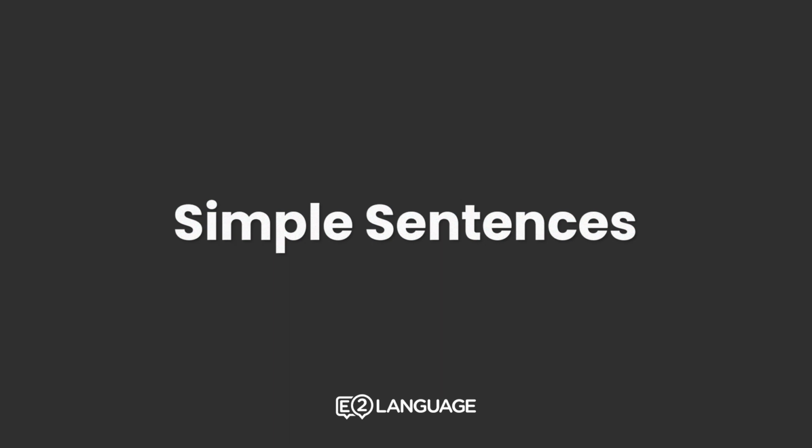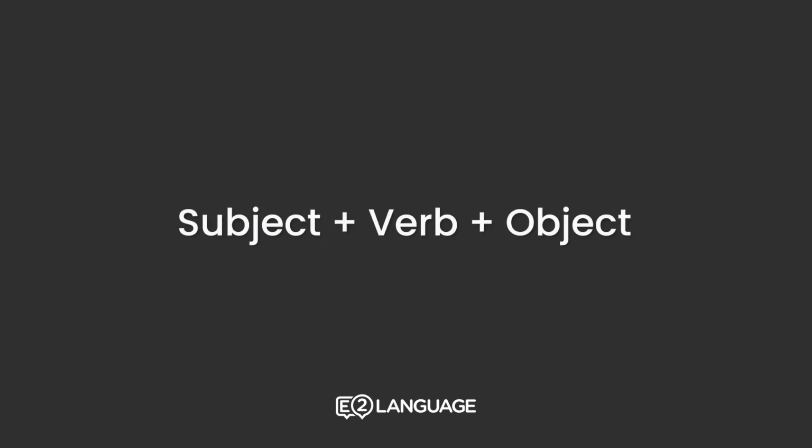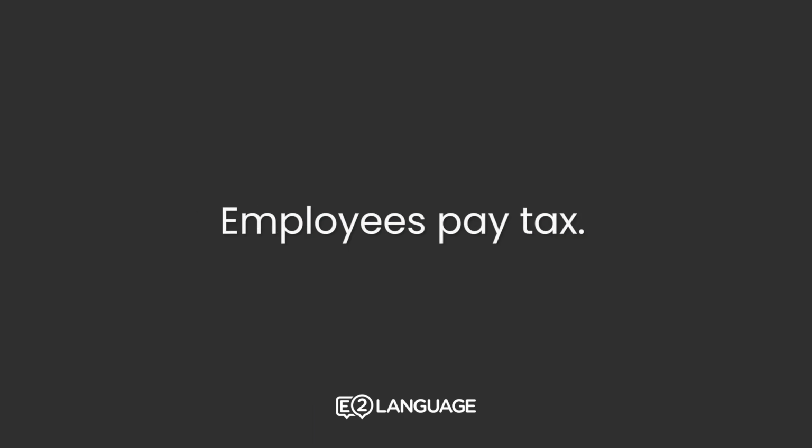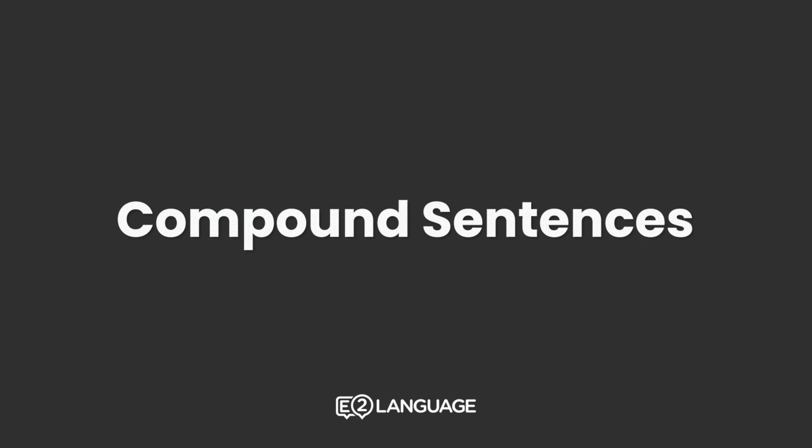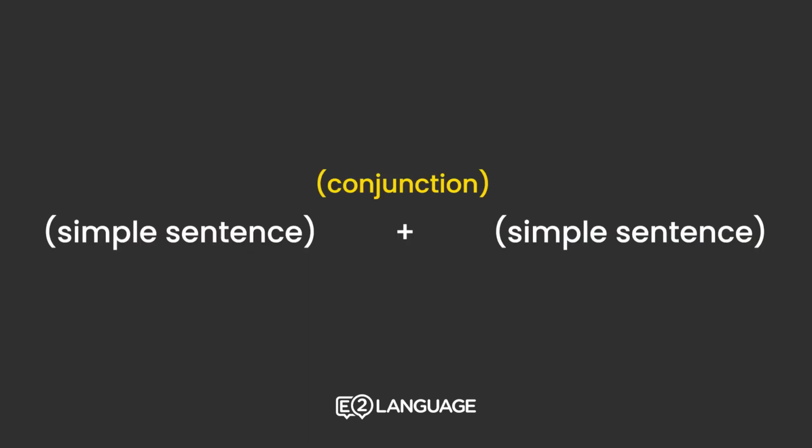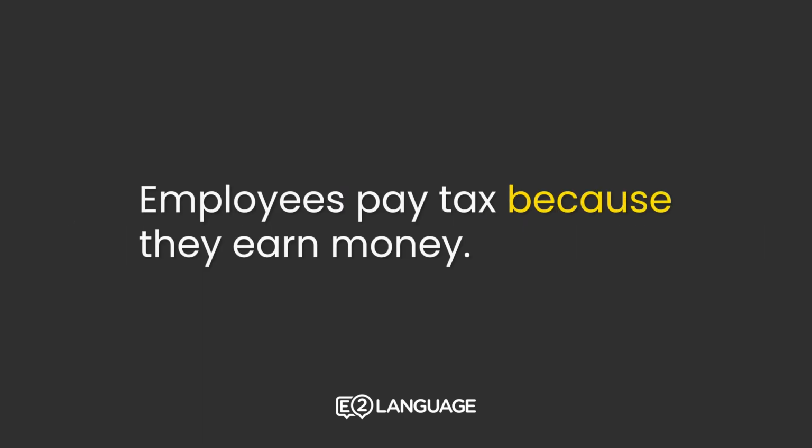So let's compare all 4 sentence types in English. There are only 4 of them, and let's put them in the context of a really boring essay topic like tax. So we have simple sentences, subject, verb, object, like employees pay tax. Then there are compound sentences, which means that you join 2 simple sentences together using a conjunction. Employees pay tax because they earn money.